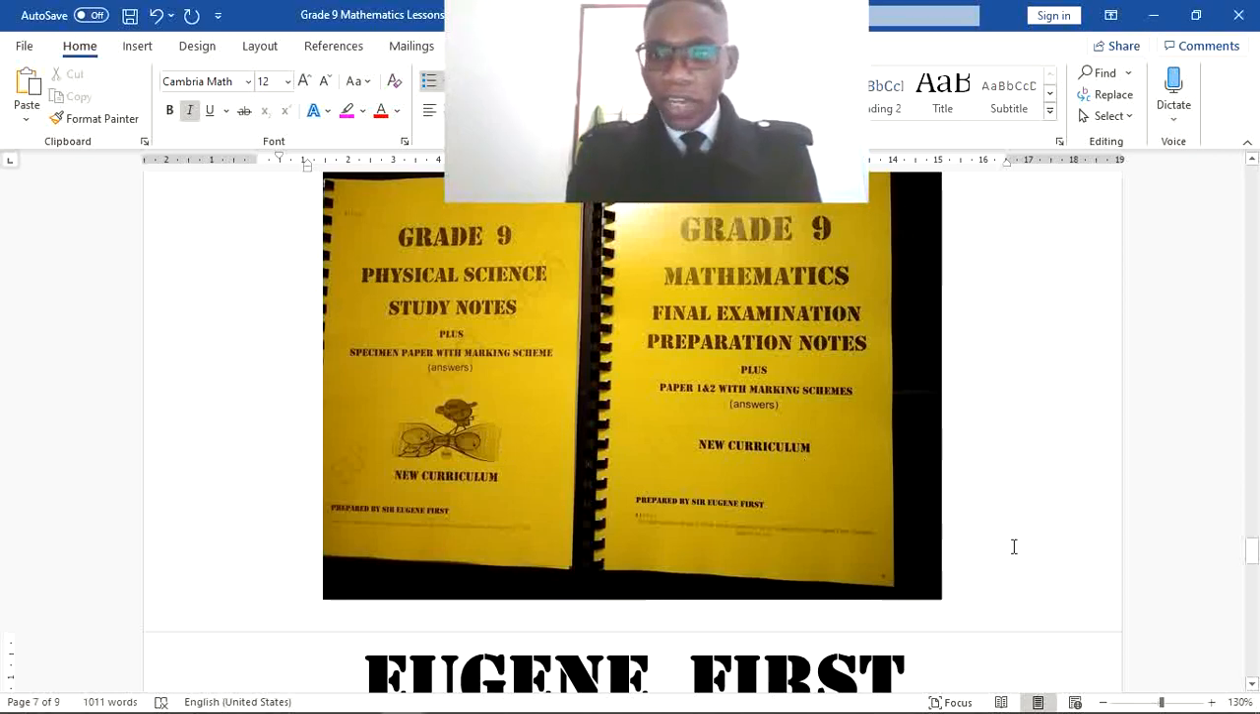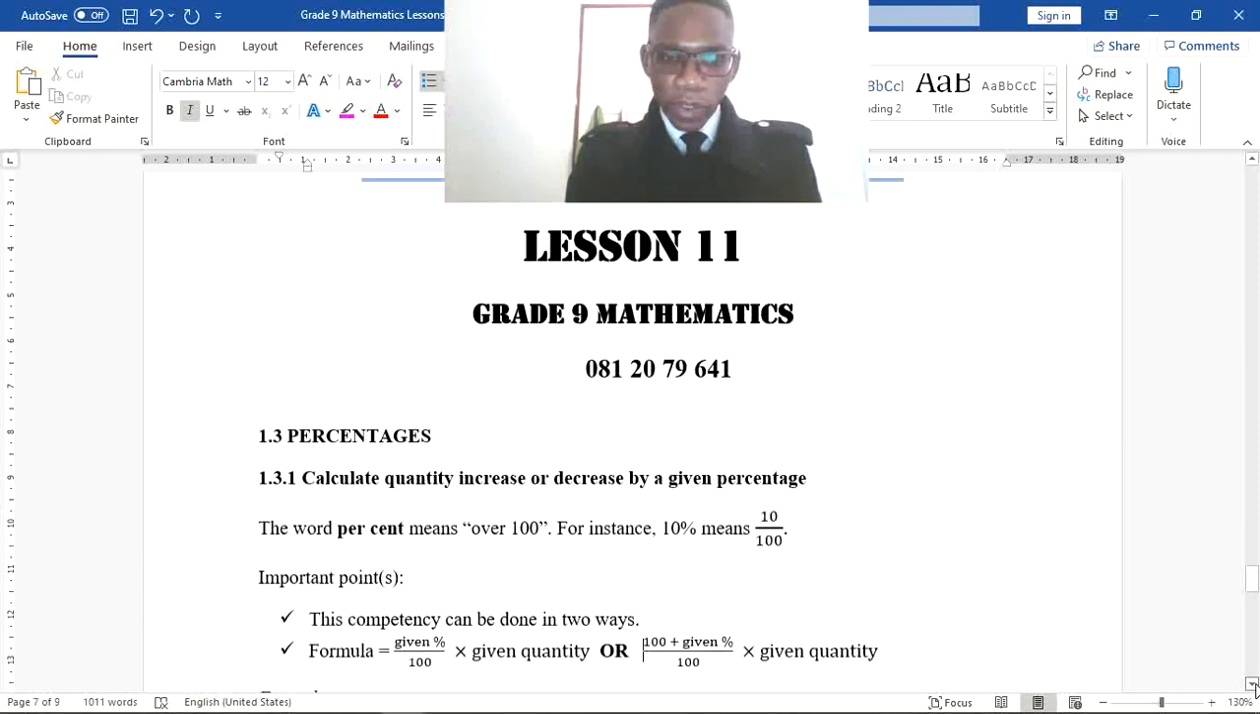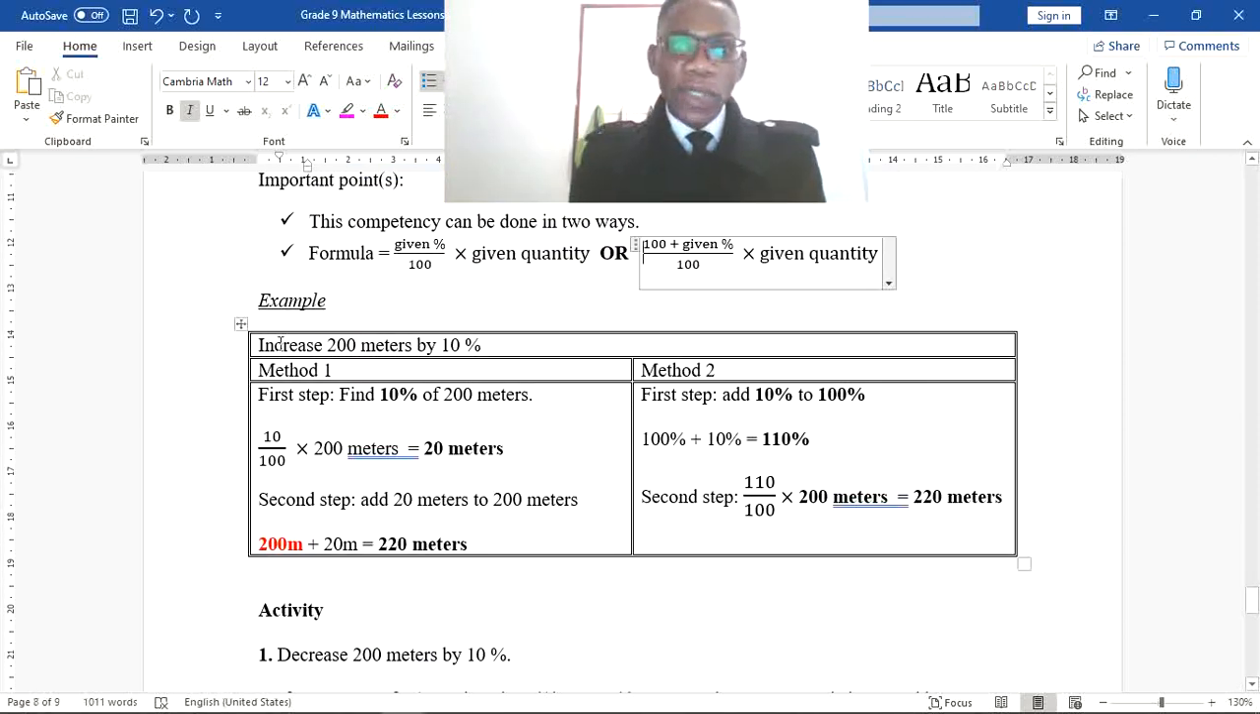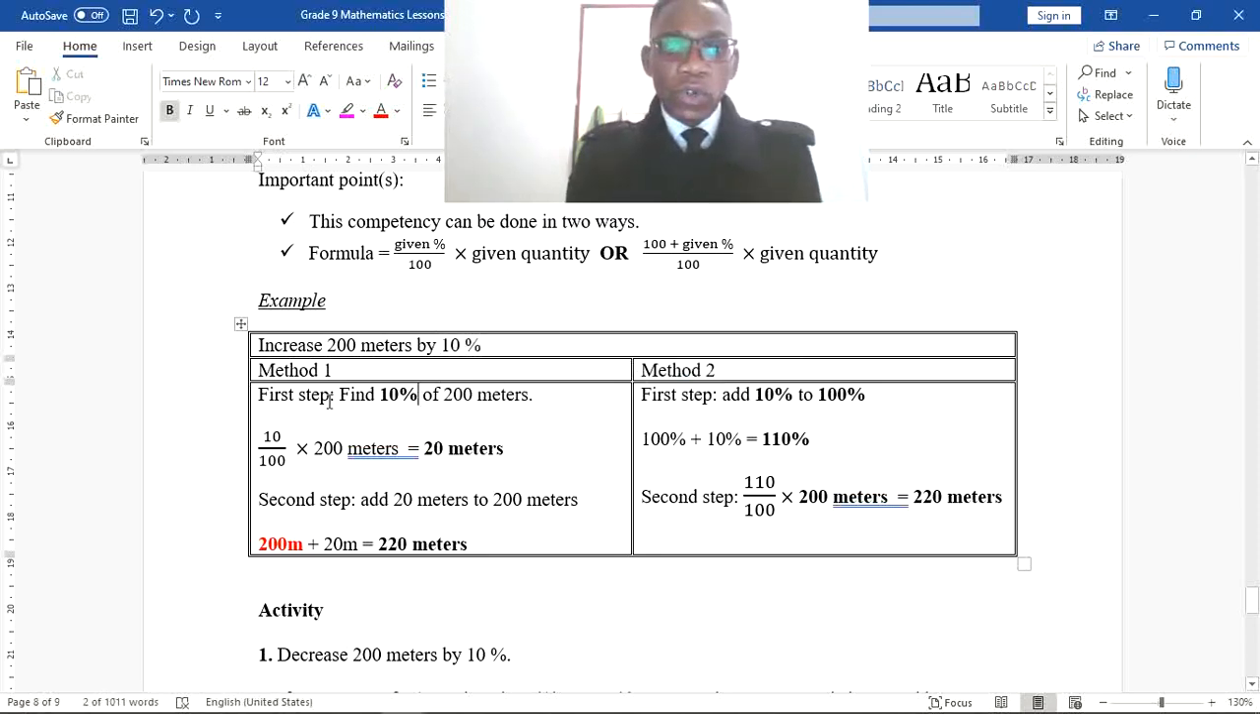Let us go to example number 1, the worked example. It says we are going to increase 200 meters by 10%. We don't know what 10% represents in terms of meters, so we're going to find out. Method 1 says the first step, you must find 10% of 200 meters. You simply say 10 over 100, then you multiply by 200 meters, and we get 20 meters. So that means 10% represents 20 meters.